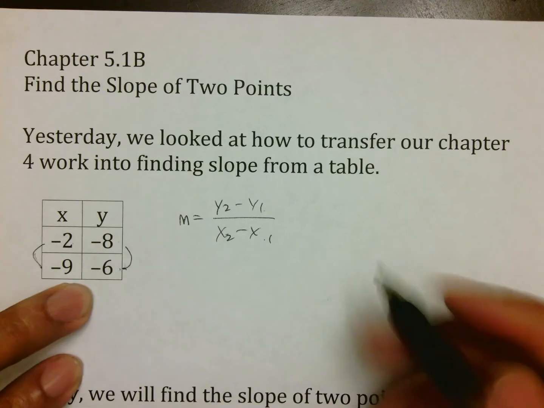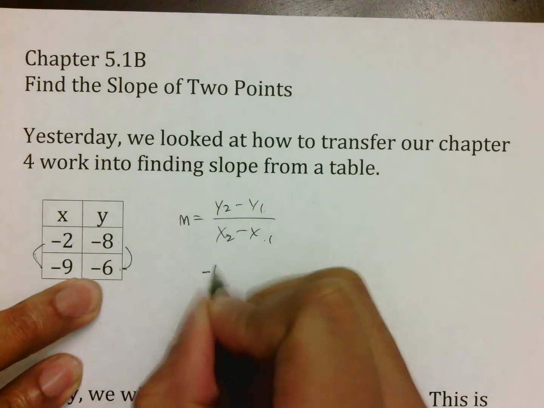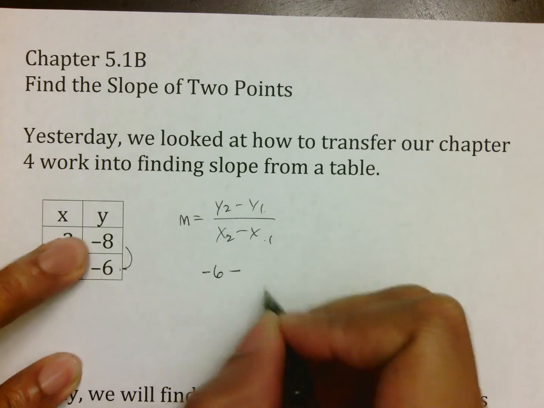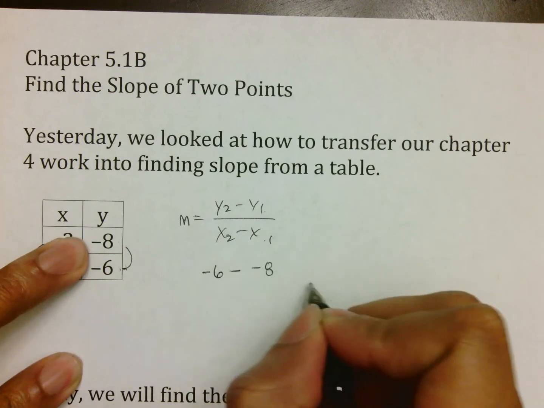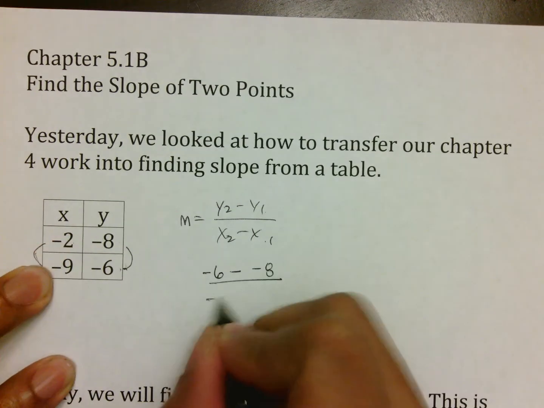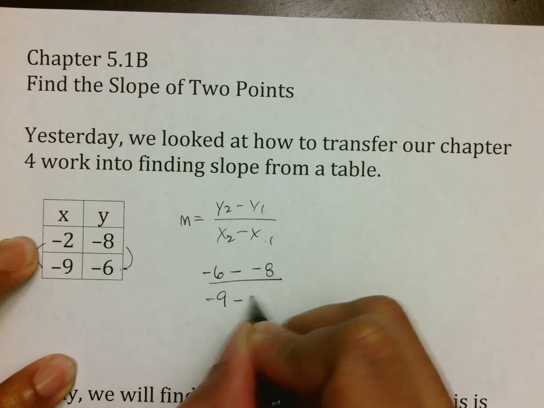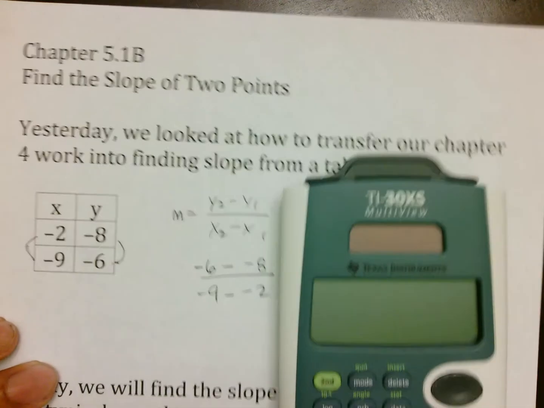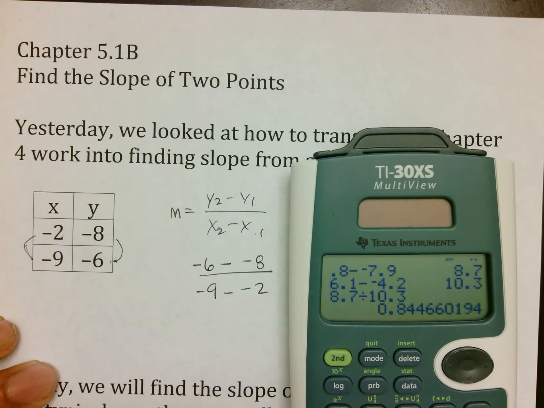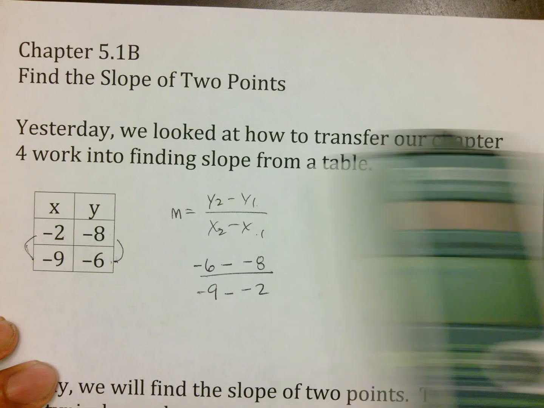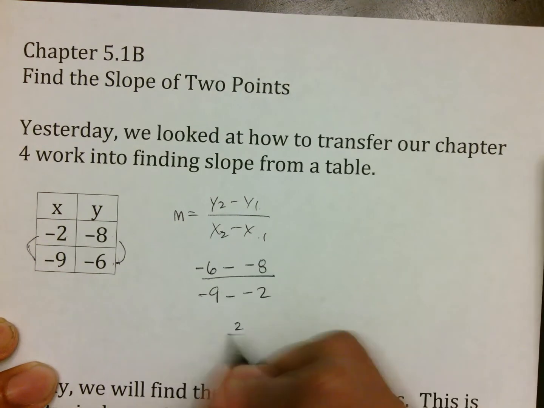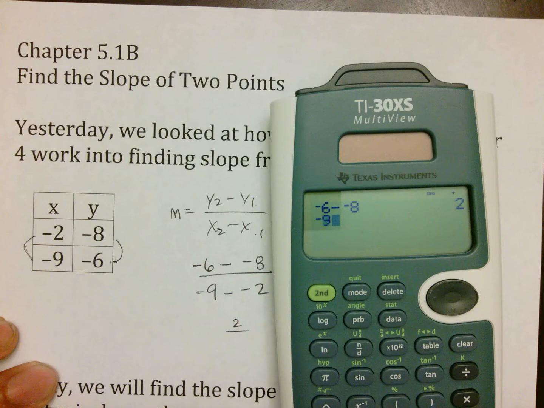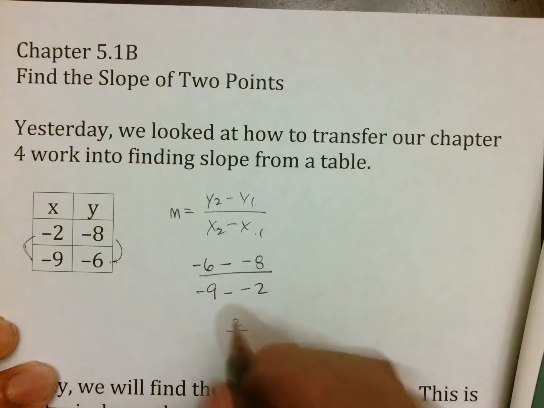So what we did here yesterday was we took the -6 and put it in for y2. We put minus, then we put a -8 in for y1. Then we came down here, put a -9 here, minus -2 there. The part where some of you are messing up is that you're not typing this in right, so you might want to make sure you work on that today. But you do -6 minus -8 and make sure you do that the right way, which is 2 on top. -9 minus -2 on the bottom is -7.